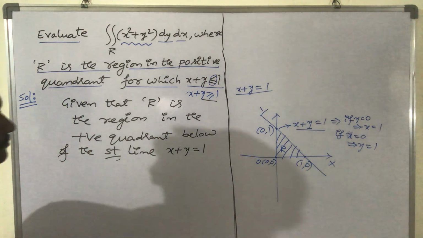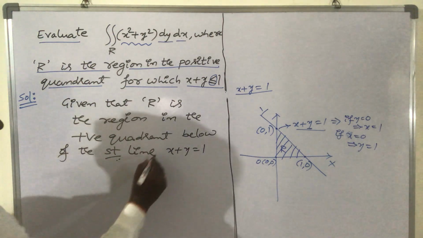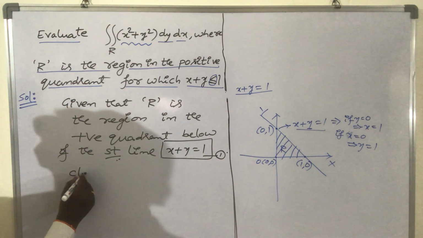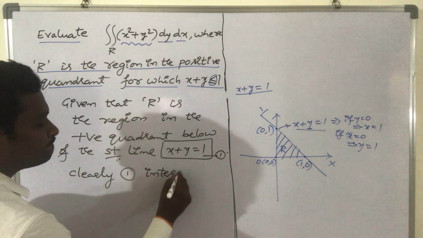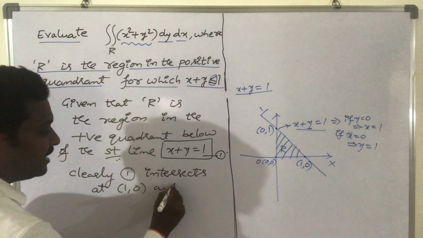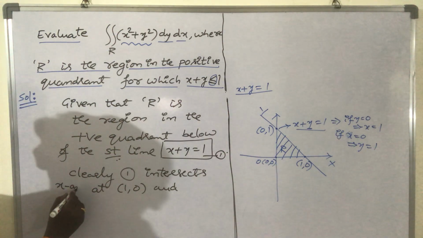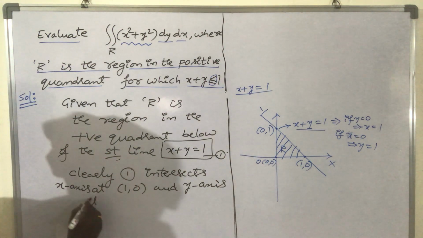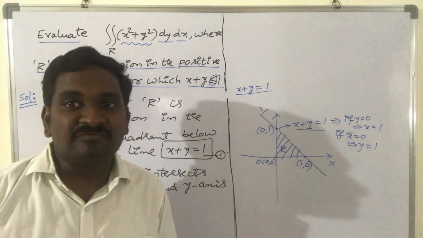Okay, so this is the straight line 1. Clearly, equation number 1 intersects the x-axis at 1 comma 0 and the y-axis at 0 comma 1. So we are getting the vertices of the region also.